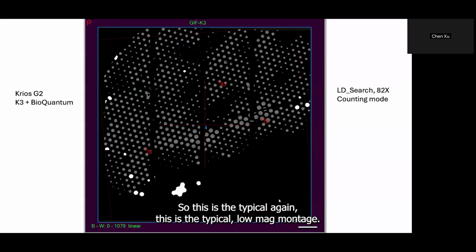Again, this is the typical low mag montage. We do it inside the low dose mode search. This is at 82X, on the Krios G2 with K3 and the quantum filter. This is about a 4x6 stage shift montage, taking about 2 to 3 minutes. So this is one of the typical low mag montages we got.